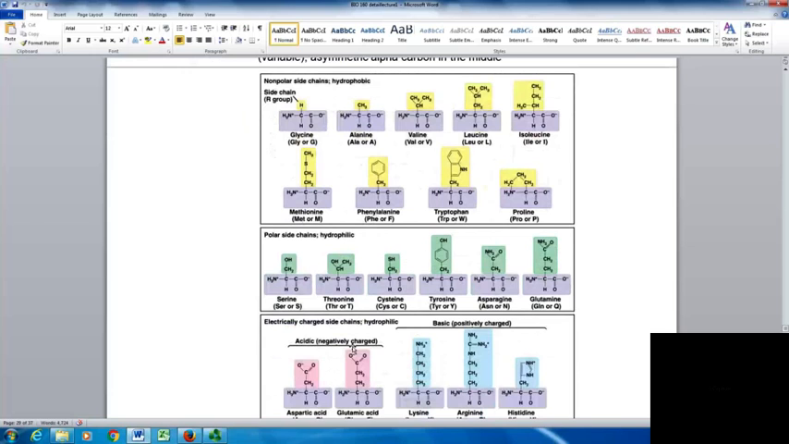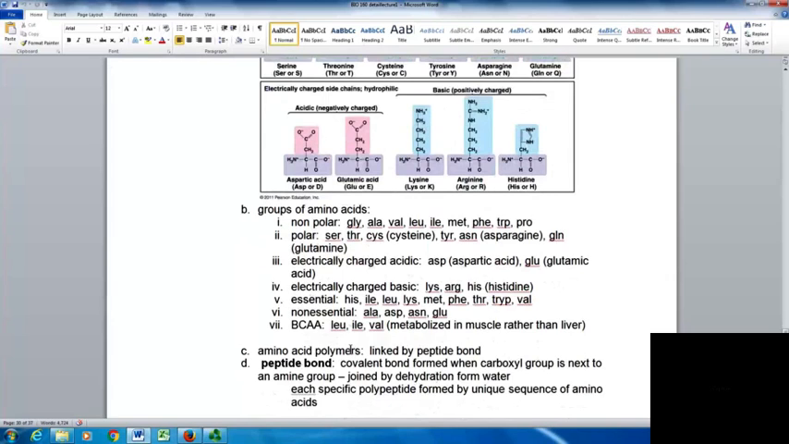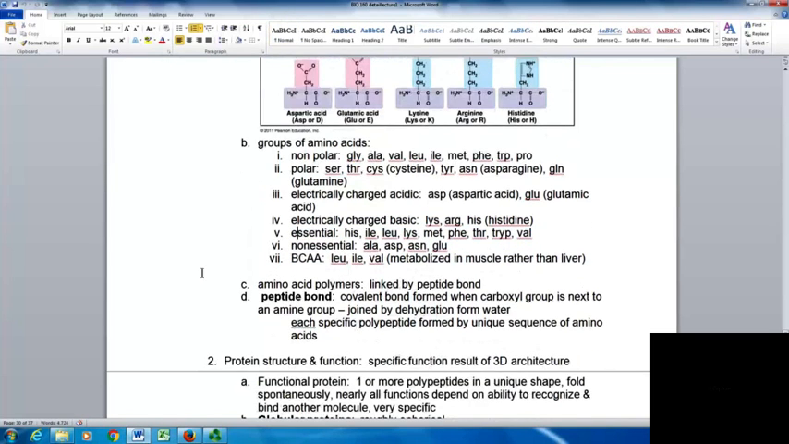There are different ways that we can categorize these. So we can group them into nonpolar, polar, electrically charged acidic, electrically charged basic, essential, non-essential, and branched chain amino acids. These last 3 categories here are probably the most important to know. So your essential amino acids are ones that you have to consume, that you're not able to make from other things. The non-essential amino acids you do not need to consume through food. Cells can make those using other amino acids or materials. The branched chain amino acids, these are going to include leucine, isoleucine, and valine. These are metabolized in the muscle rather than liver.